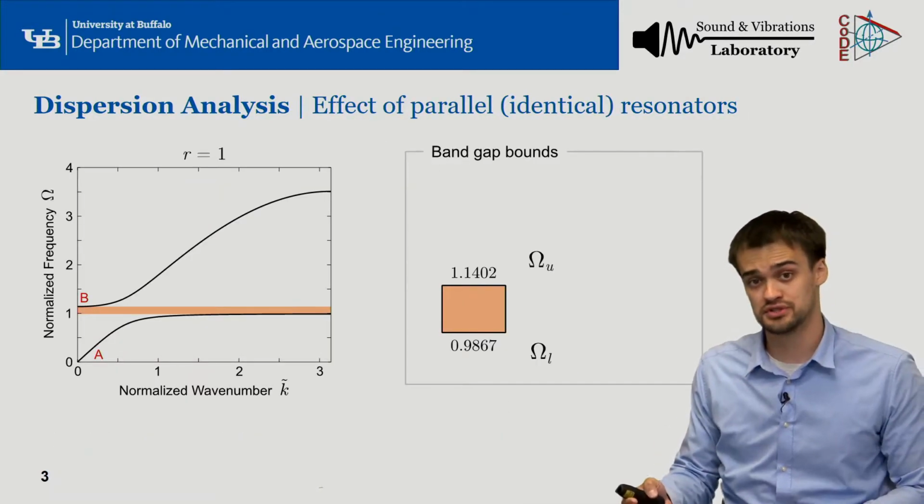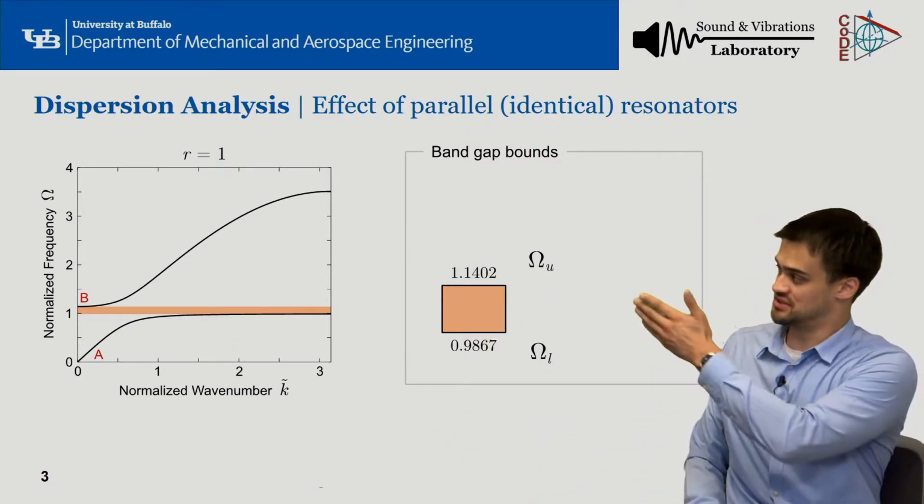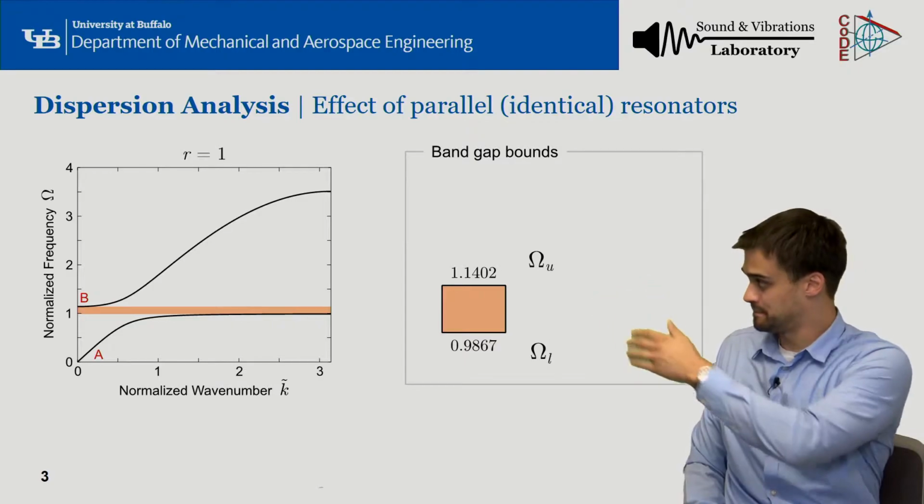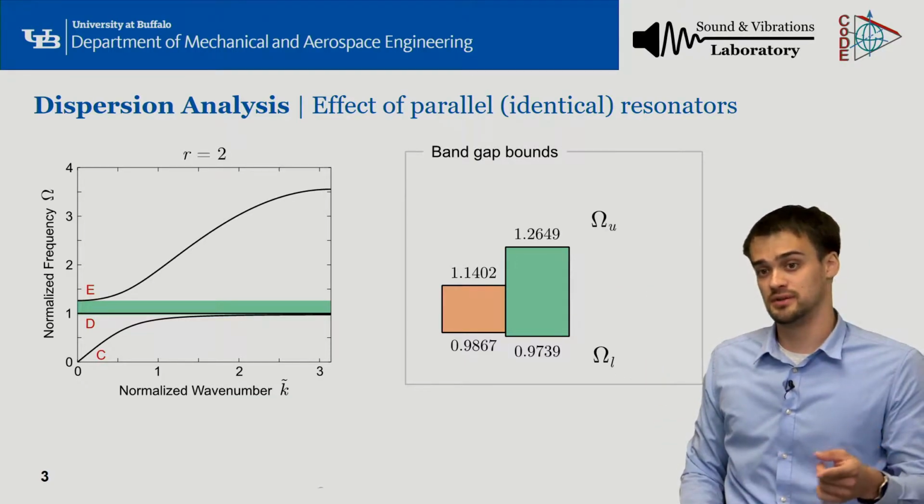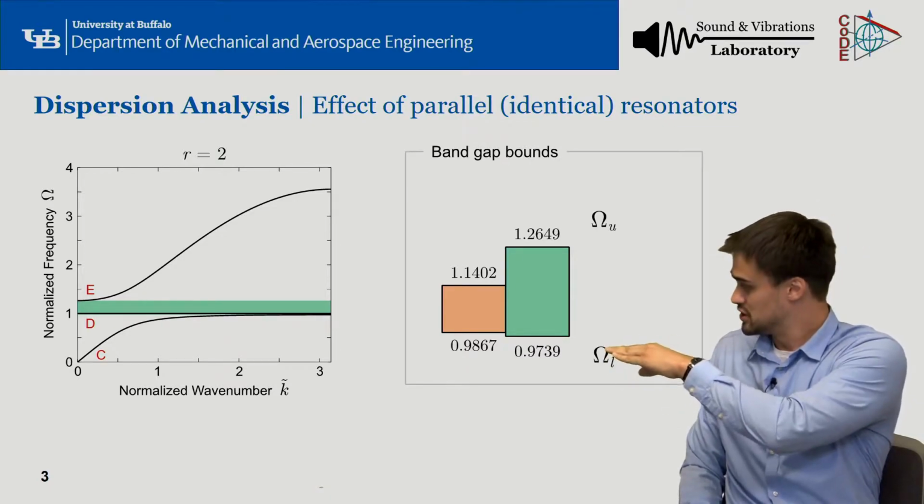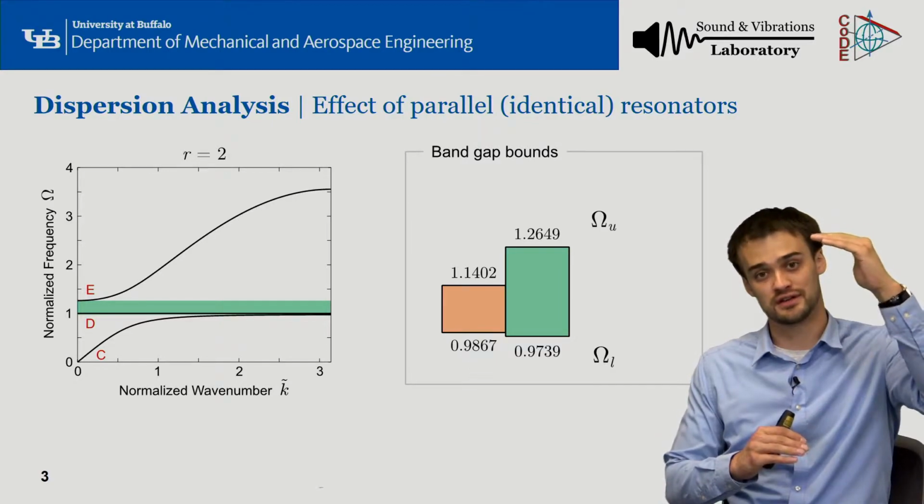From the free wave solution, the normalized frequency can now be plotted over the normalized wave number, as can be seen here for R equal to 1. The bounds are located as follows. If we add one more resonator in parallel, we can see that the lower bound shifts downwards whereas the upper bound shifts upwards, resulting in a bandgap widening effect.